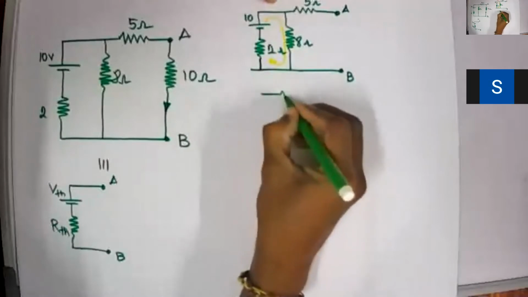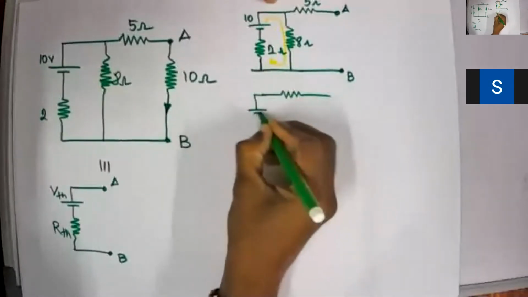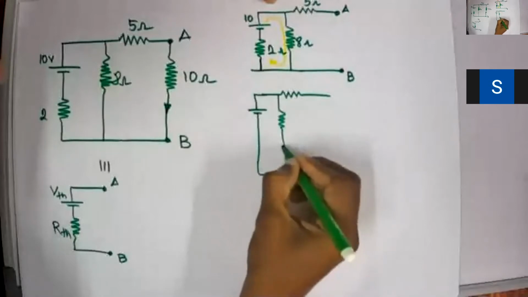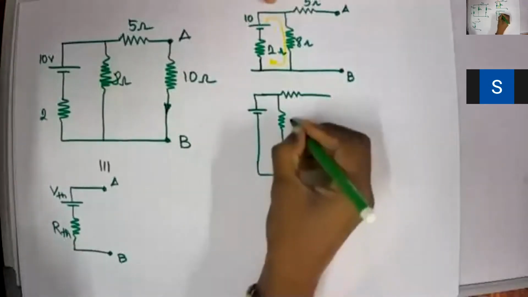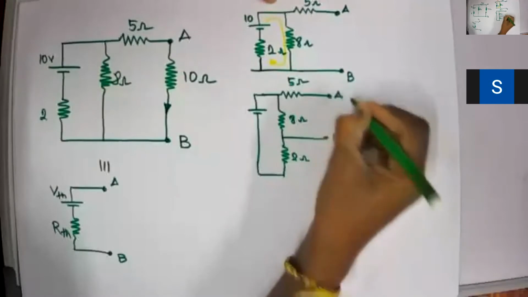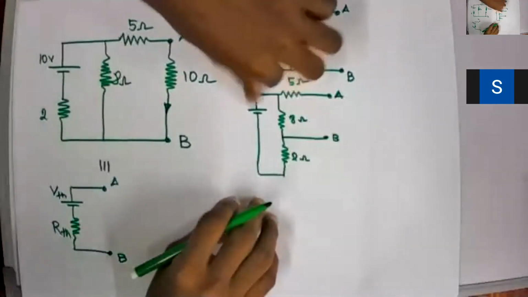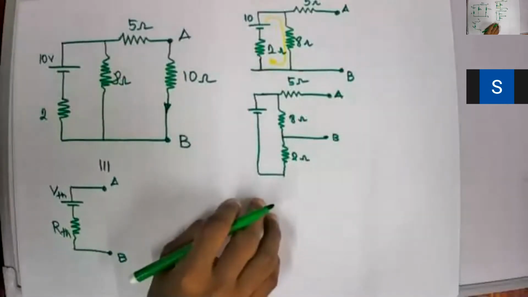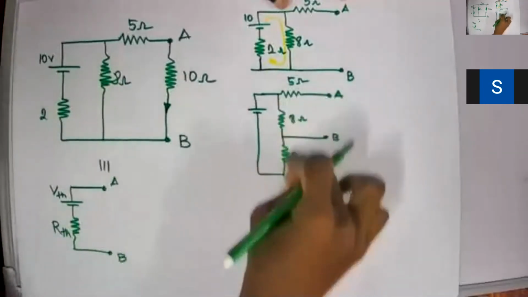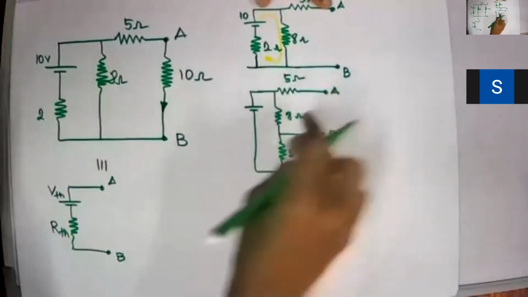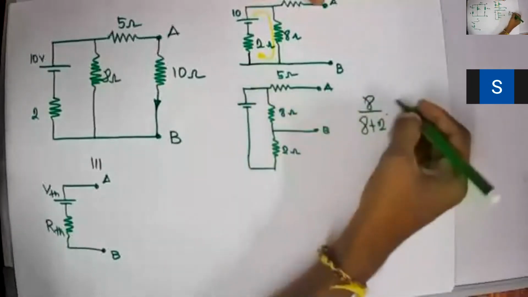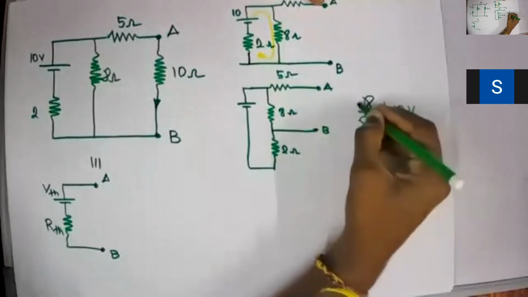This is 2 ohm, this is 8 ohm, this is 5 ohm, and this will be my B. A and B. This 2 ohm resistance, I just simply extend it for simplification. Now, what will be my VAB? These are just a potential divider. So I could say VAB will be 8 ohm divided by 8 plus 2 ohms into 10 voltage.